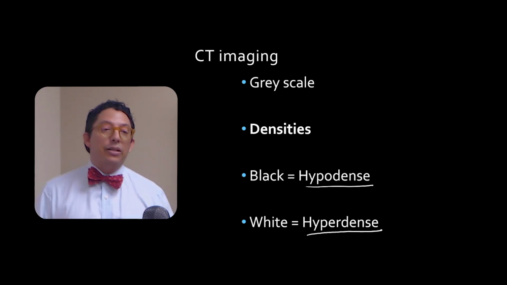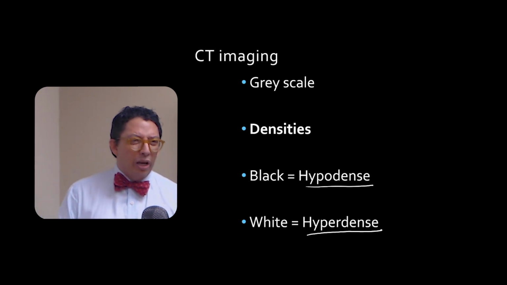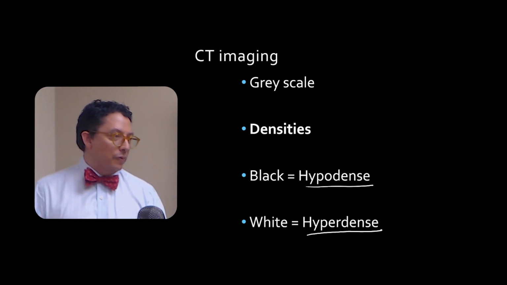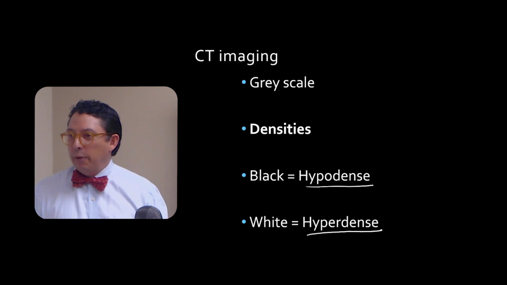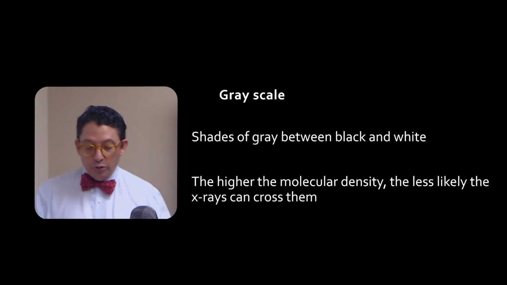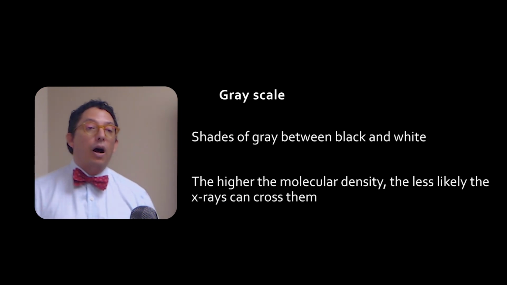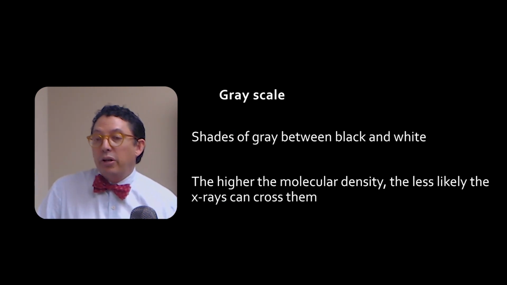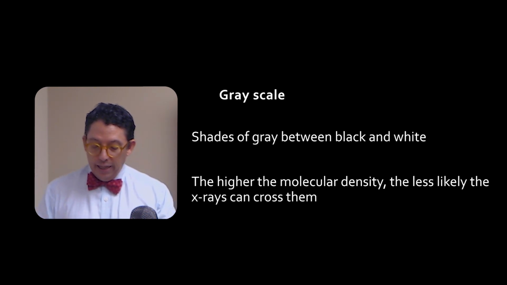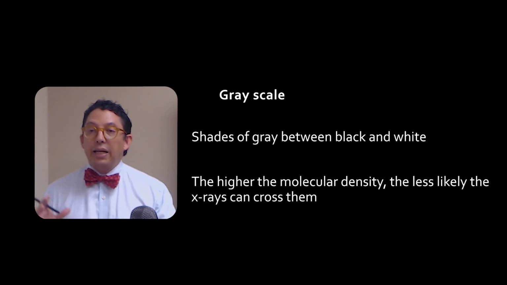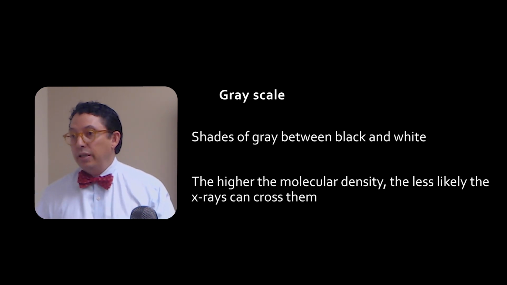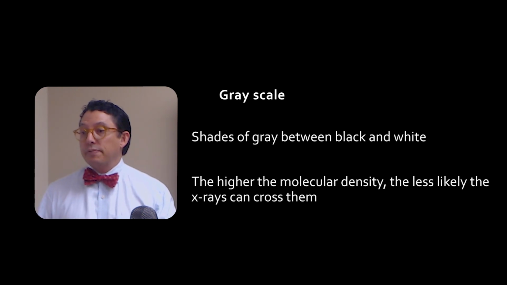So densities are about the molecular structure and how easily the photons of the X-rays can cross. That's why we call things hyper and hypodense when we're talking about CTs. And that's what allows us to have the same grayscale on CT as you have with X-rays, because they're from the same thing, right? These are shades of gray between black and white, and the higher the molecular density, the less likely these X-rays will cross. And the higher the molecular density, the whiter it's going to look, and that's what we call hyperdense.